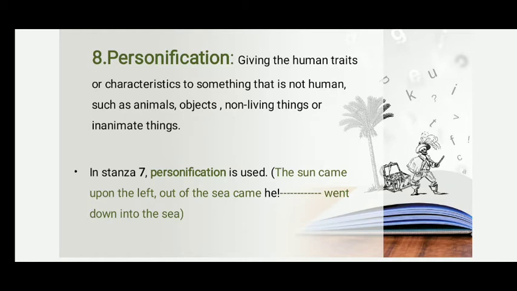Eighth literary device. First part of this poem is personification. What is personification? Giving human traits or characteristics to something that is not human, such as animals, objects, non-living things, or inanimate things. That's called personification. So in stanza number 7, personification is used.